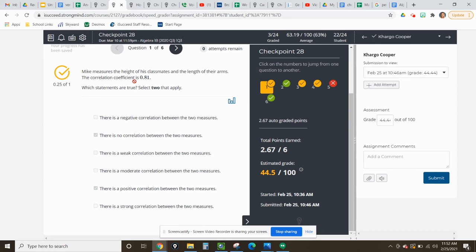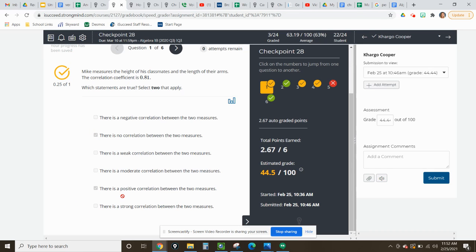And then the correlation coefficient here is 0.81. Select which statements are true. Select 2 that apply. So you said there is no correlation. So since this is pretty strong, it's close to 1, that means there is a correlation. So you don't want to say there's no correlation.